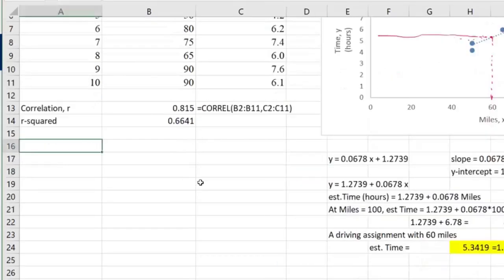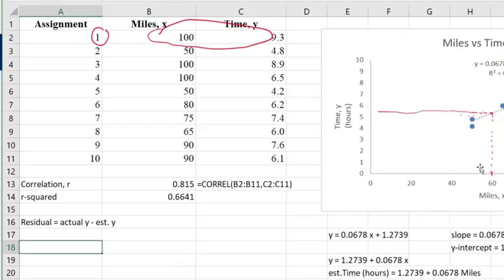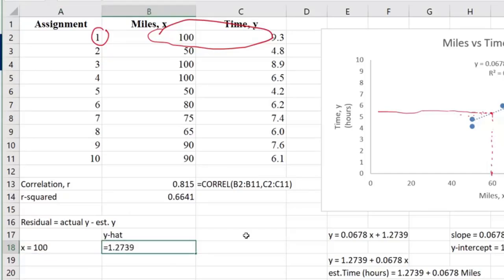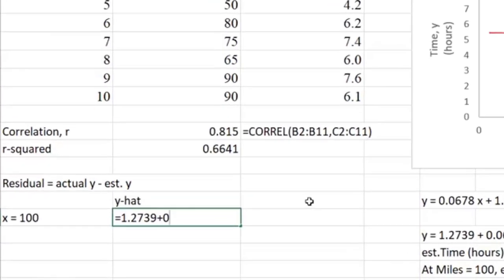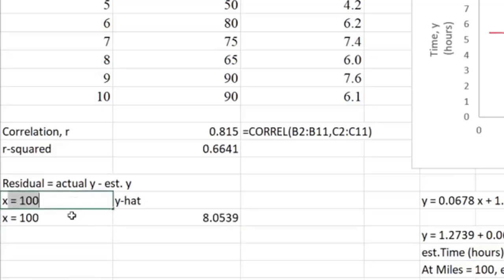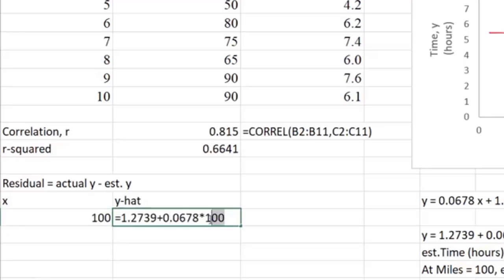So we talk about the residual. Residual is the actual value minus the estimated value. For example, let's say x is equal to 100. Y hat would be 1.2739 plus 0.0678 times 100. Okay, actually, let's put x here, and let's put 100 here. So we could estimate the y value this way.